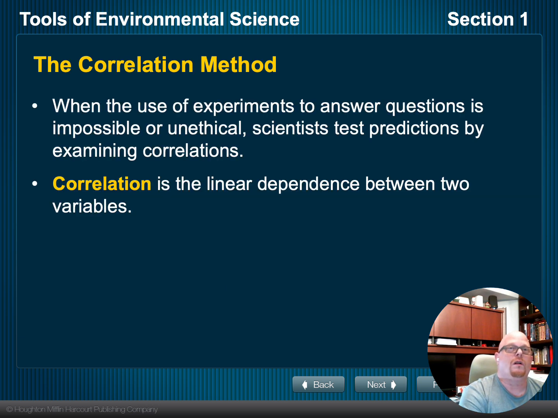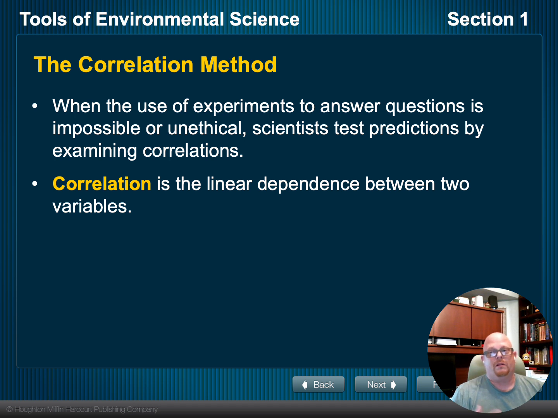So then we got to look at the correlation method. The correlation method is important. It's what we use when using an experiment to answer questions is impossible or unethical. So, meaning, for example, it wouldn't be ethical for me to test the lifespan of a person with both kidneys removed. That would not be something that would be ethical. We don't want to do that. So then we're going to try to maybe use the correlation method.